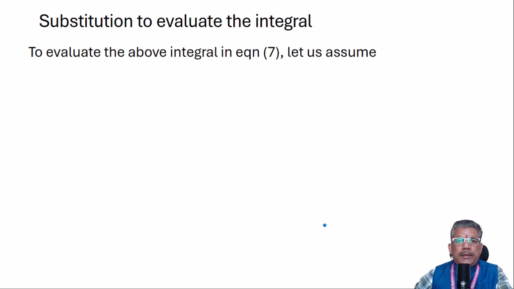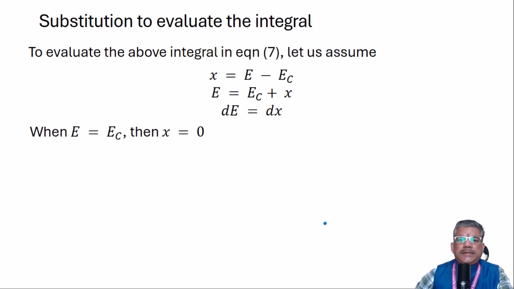Now our ultimate aim is to evaluate the integral. For that I am going to assume some terms, that is E minus Ec as x. So if you want to solve the integral in equation number 7, you have to assume the E minus Ec term as x, right? So now take this term to the left hand side, so we can write E equal to Ec plus x. So differentiate dE with respect to x, so dE equal to dx, so the constant term is eliminated.